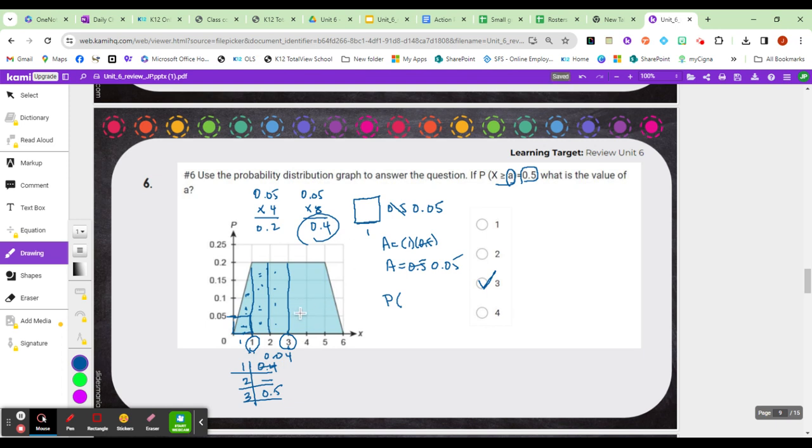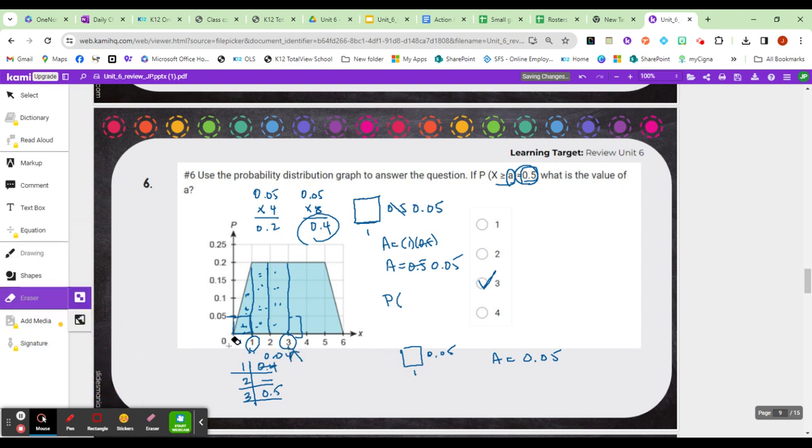So again, I would take one of these squares and figure out what the area is. So it's 1 by 0.05. So if I do base times the height there, that's going to give me an area of 0.05. We're trying to figure out where is the area greater than or equal to 0.5, not 0.05. So you got to add up the squares and figure out where the area is 0.5 or higher, and that's going to start with 3. I think this may be the hardest one on the review.